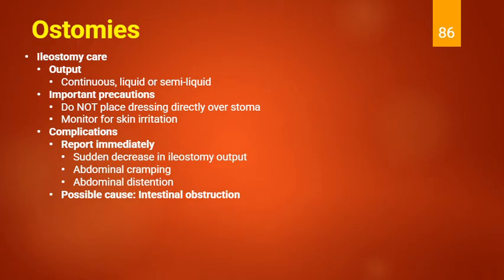essential. A sudden decrease in ileostomy output, especially when accompanied by abdominal cramping or distension, may indicate an intestinal obstruction. This condition requires immediate medical evaluation because untreated obstruction can cause the intestine to become distended and may lead to bowel rupture or perforation. Nurses must report these symptoms to the surgeon immediately.